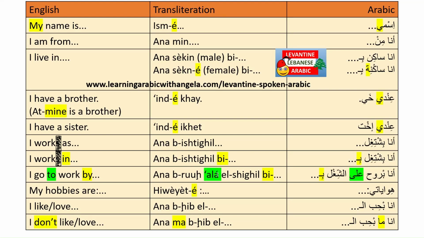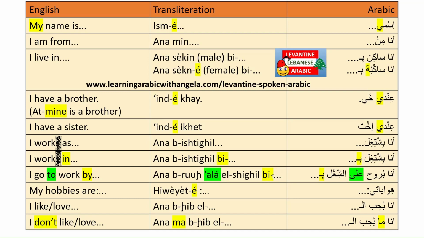أنا بروح. على in colloquial Lebanese means to. It could also mean on. So I could say, for example, القلم, the pen, على الطاولة is on the table. It could also mean to, as in to a certain place. So أنا بروح على الشغل, I go to work. So على over here means to. It could also mean on. So keep that in mind depending on the context. أنا بروح على الشغل.